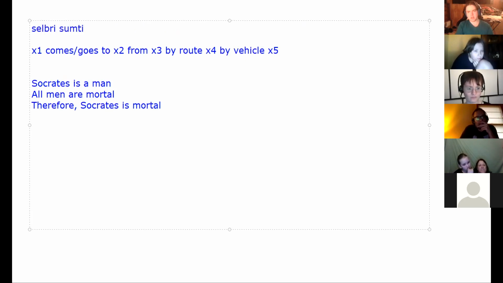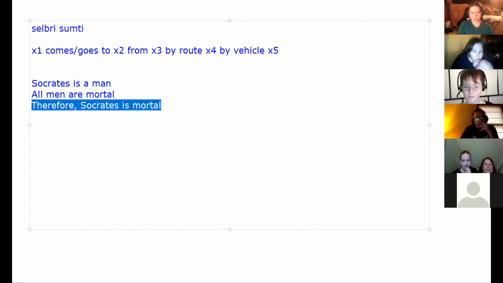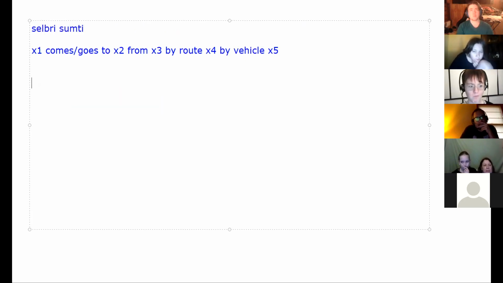It's spelled out in just plain language. Whereas predicate logic, I'm not extremely familiar with all the terminology, but it would be something like Socrates equals man, and men are mortal, and therefore Socrates equals mortal, something like that. It's laid out more like a math equation.